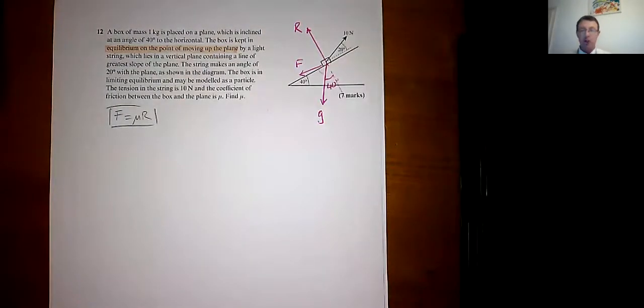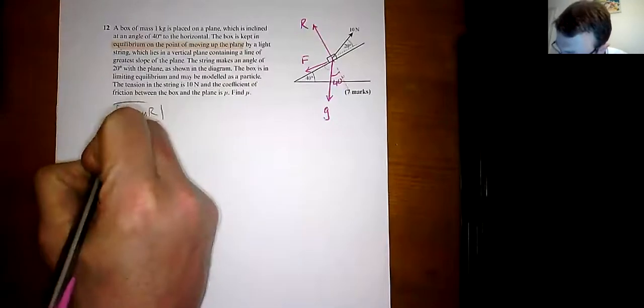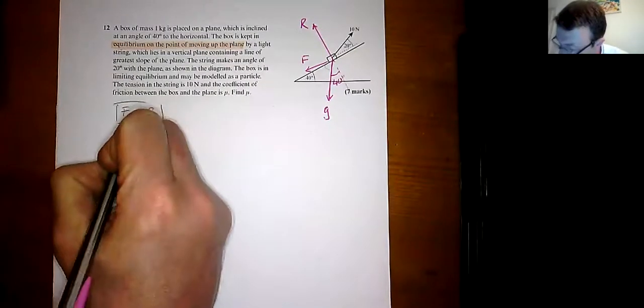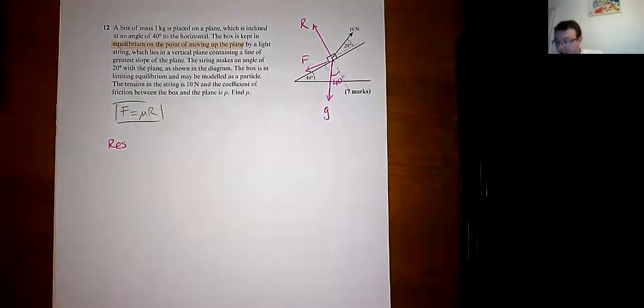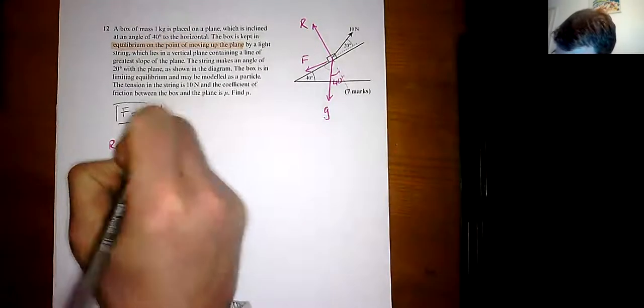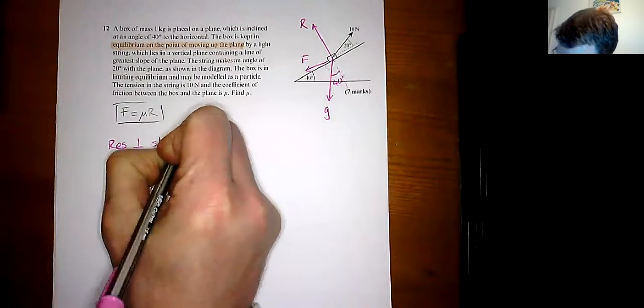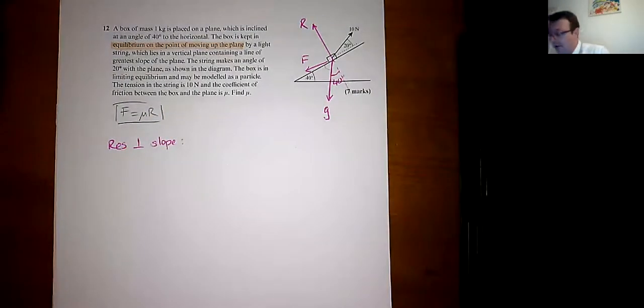So how are we going to do that? Resolve. That's all we're going to do. If we resolve, these are both a bit of a nuisance actually, and you'll see why in a sec. But I'm going to say let's resolve perpendicular to the slope. No reason whatsoever. We have to do both, might as well start with one.